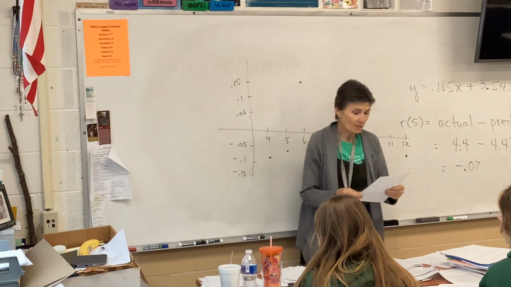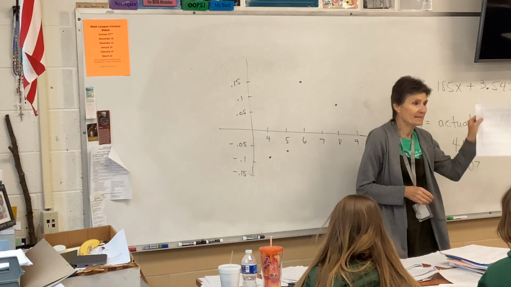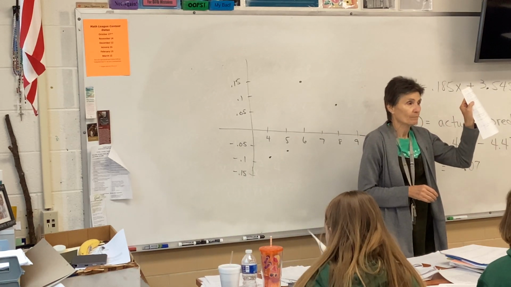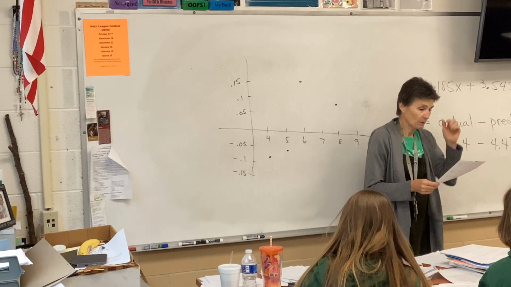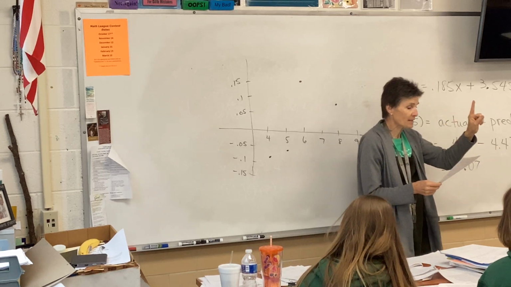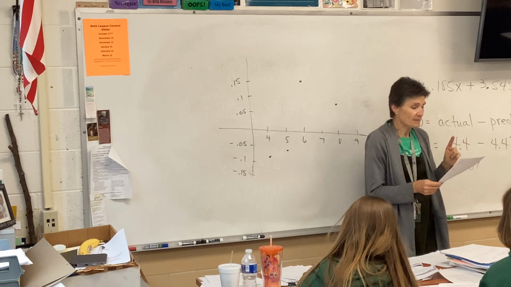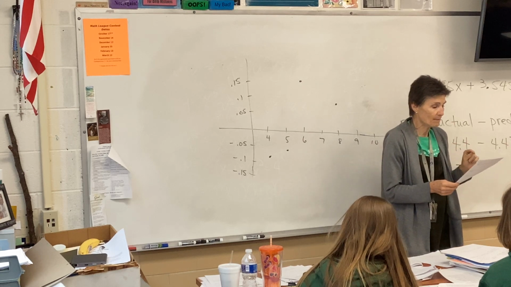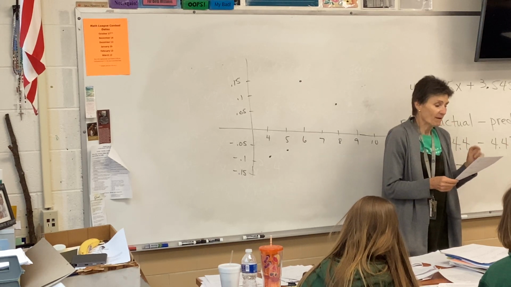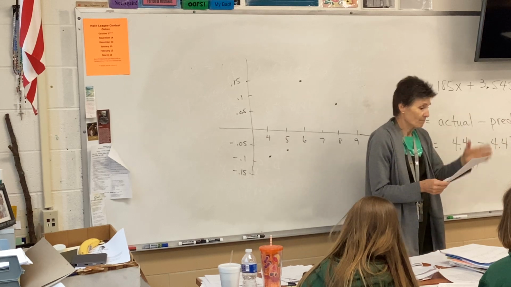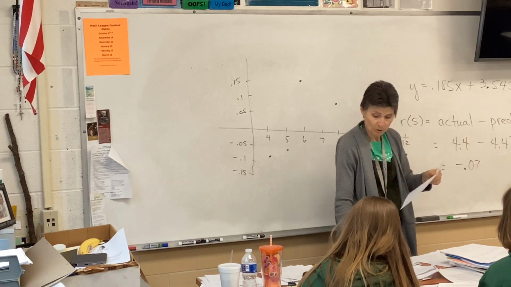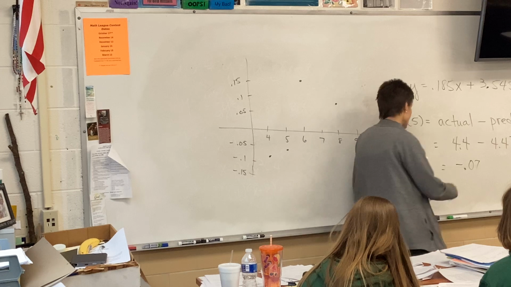Data for air travel is given in the table. Let T be the year since 2000, and F of T be the number of passengers in millions. Part A: find the average rate of change from 2004 to 2019.